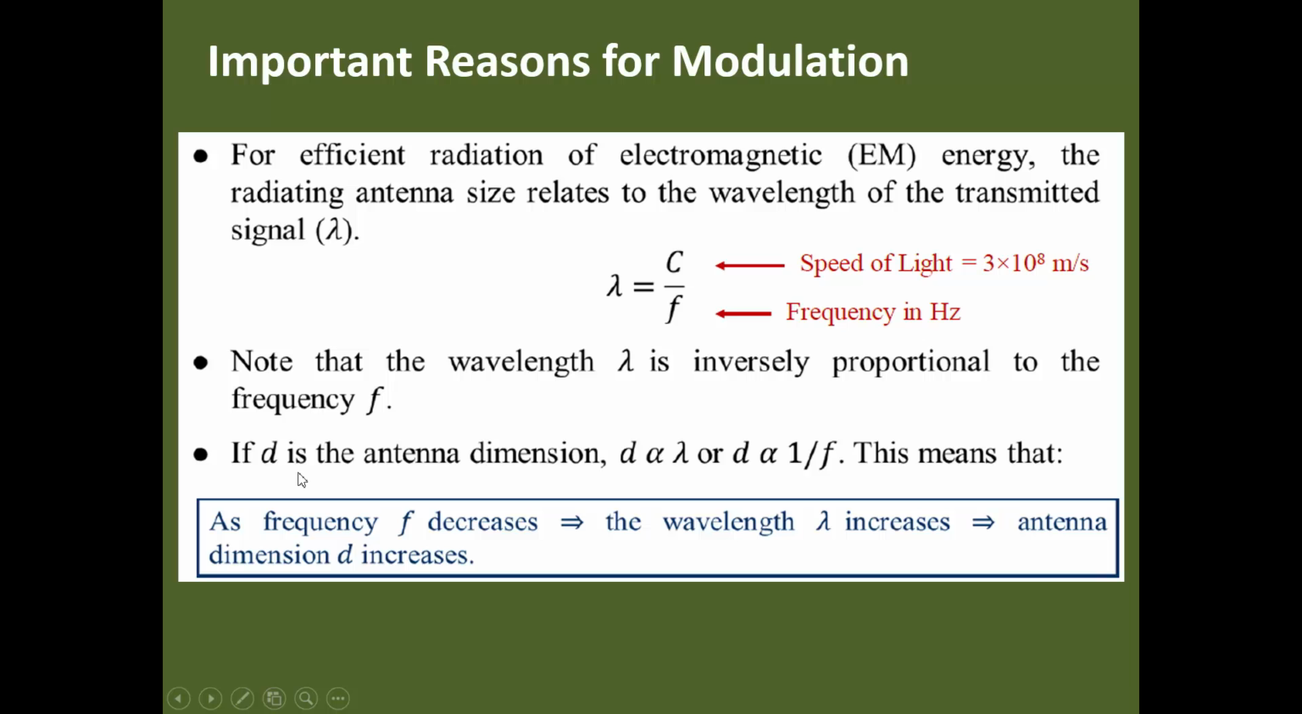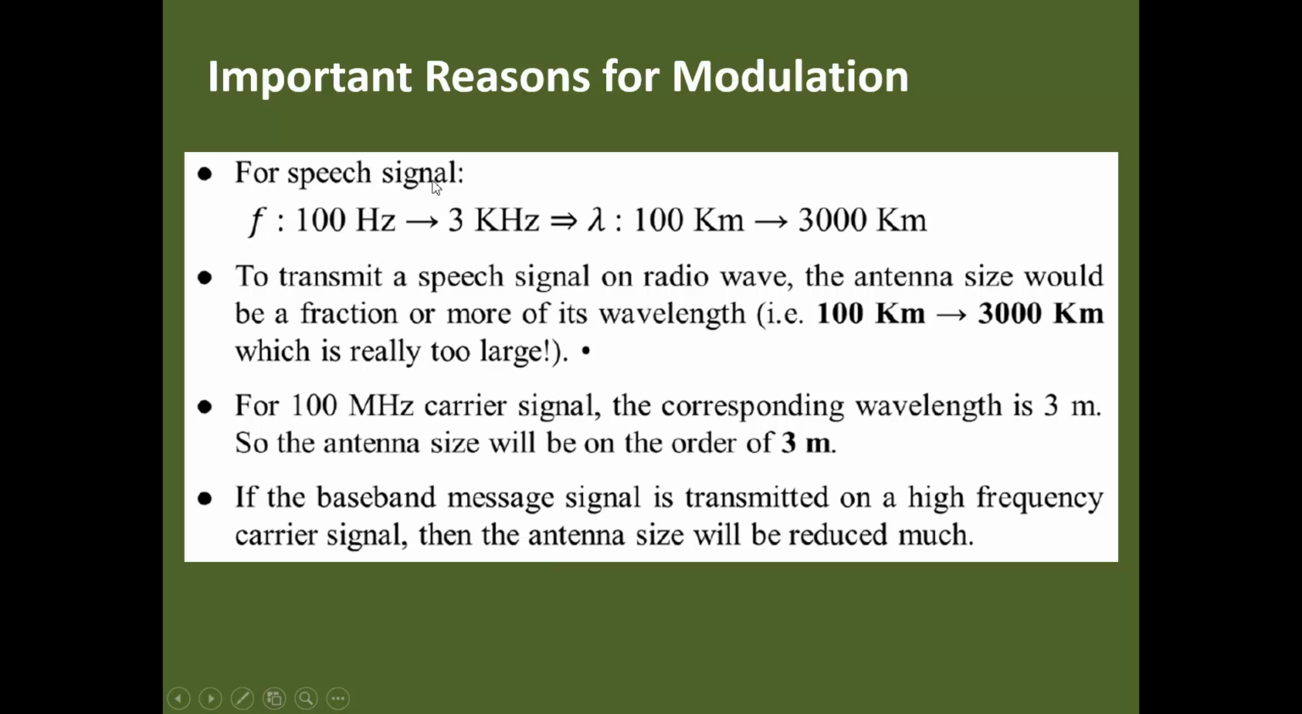We know, as I have described, the wavelength lambda is inversely proportional to the frequency, right? If D is the antenna dimension, D is directly proportional to the wavelength. So the higher the wavelength, the higher the antenna dimensions required. Now, here is an example. For a signal of 100 hertz to 3 kilohertz, the wavelength is 100 kilometers. So if we take lambda by 4 of this, approximately 3000 kilometers of antenna are required.